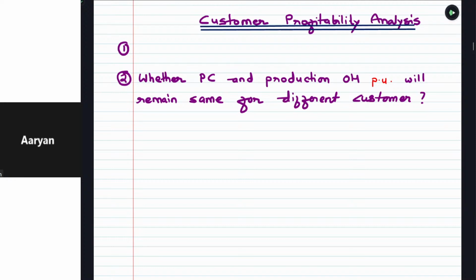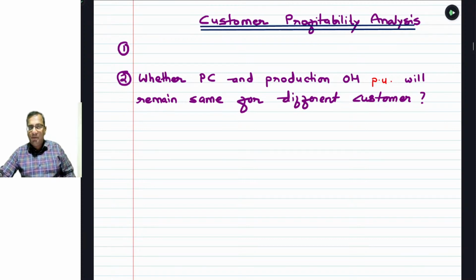Okay, according to Shrivani, yes, but the logic is not correct, beta Shrivani. The answer is correct. The logic is very simple, beta. First of all, the answer is yes: the prime cost and the production overhead per unit will remain the same for each customer, because all the customers under the customer profitability statement are purchasing the same product.